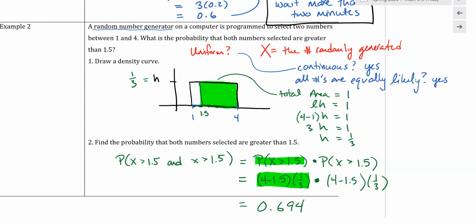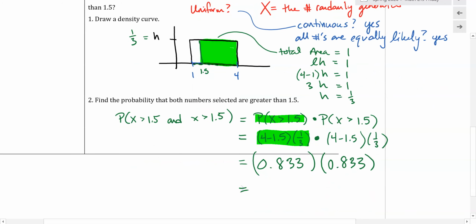Okay. Let's double check it with StatCrunch. I should have done these individually. Let me do that real quick. 2.5 times 1/3. Individually, this is 0.833 repeating times 0.833. And then together, I said that gave me 0.694. Okay, let's see what StatCrunch tells us.